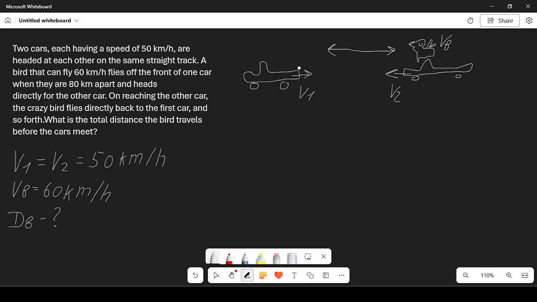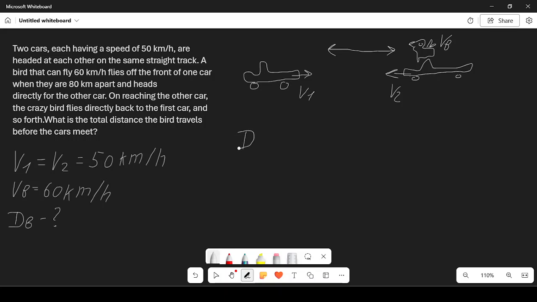So we have the speed of each of these cars, so we can find the time when they meet, which is how much time our bird has to fly there and back. Yes, this is the same time, because we need to find the distance made by the bird before the cars meet. So let's find in what time our cars are going to meet.